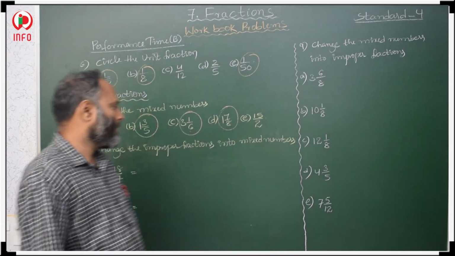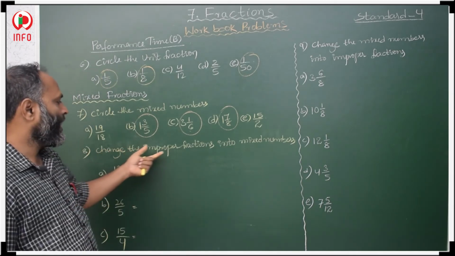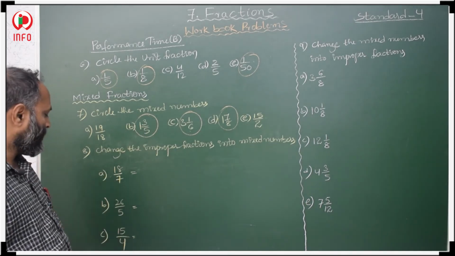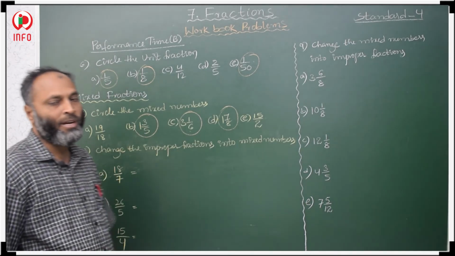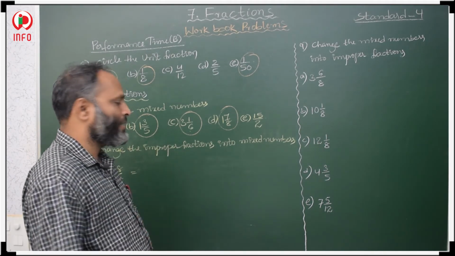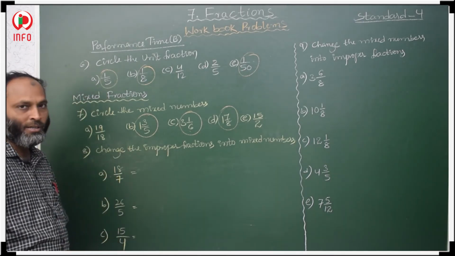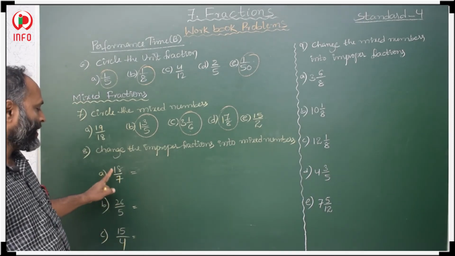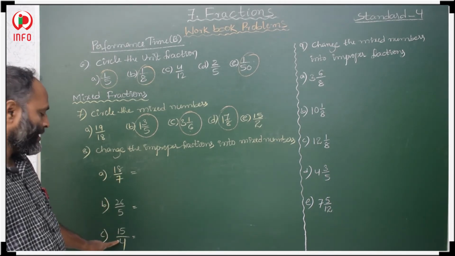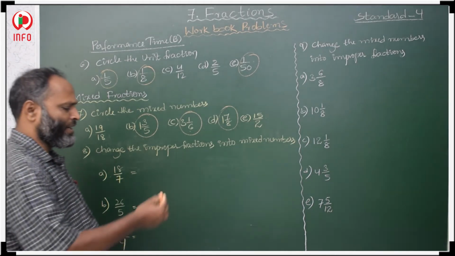Okay. Now the next, the eighth one: change the improper fraction into a mixed fraction. Here improper fractions are given. These improper fractions we have to convert into mixed fractions. How do we say that a fraction is an improper fraction? Here the numerator is greater than the denominator. So all these fractions are improper fractions.